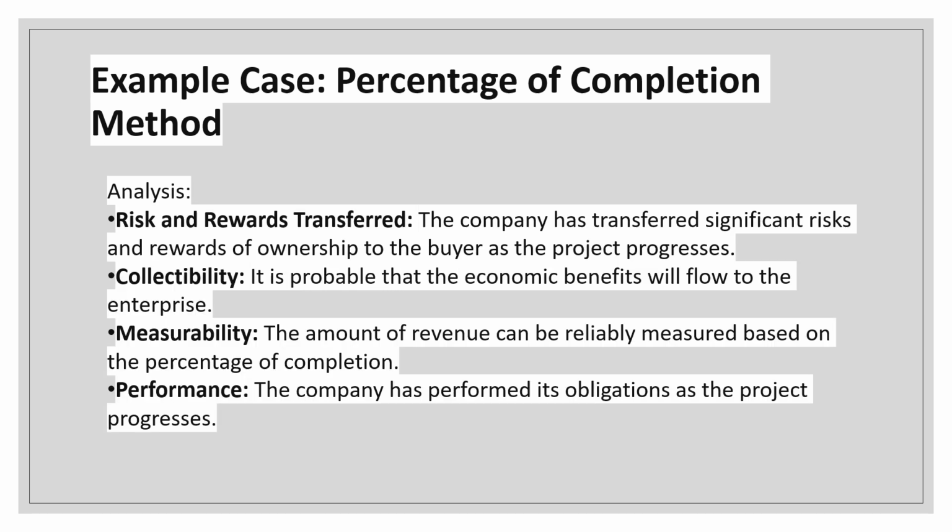So let's consider the 4 revenue criteria. Risk and reward transferred. The company has transferred significant risk and rewards of ownership to the buyer as the project progresses. For collectibility, it is probable that the economic benefit will flow to the enterprise, so this is met. Measurability, the amount of revenue can be reliably measured based on the percentage of completion. And lastly, performance, the company has performed its obligation as the project progresses, so this is met.